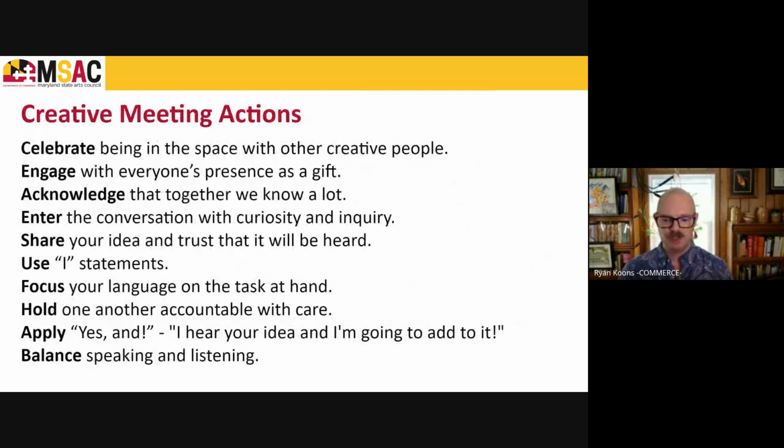We invite you to engage with us using a series of creative meeting actions. They are to celebrate being in the space with other creative people, to engage with everyone's presence as a gift, to acknowledge that together we know a lot, to enter the conversation with curiosity and inquiry, idea and trust that it will be heard, to use I statements, such as I think or I feel, to focus your language on the task at hand, to hold one another accountable with care, to apply yes and, such as I hear your idea and I'm going to add to it, and to balance speaking and listening.